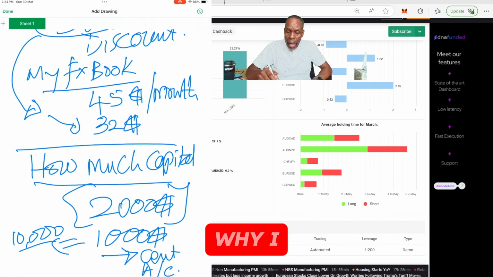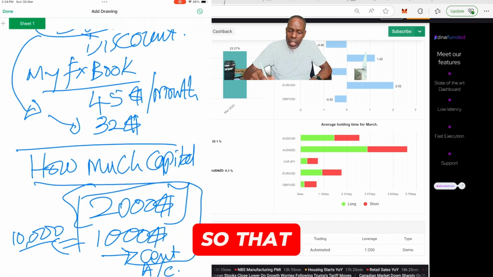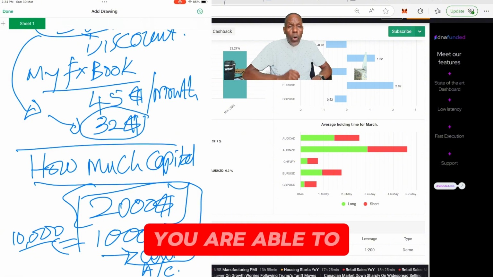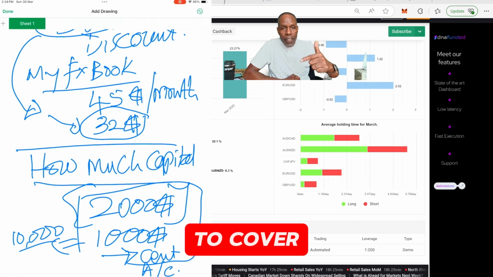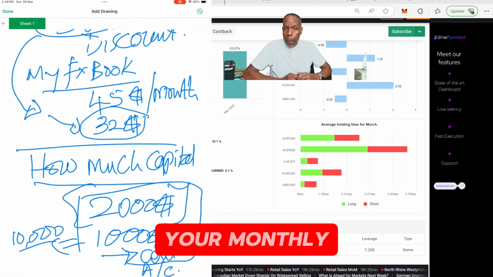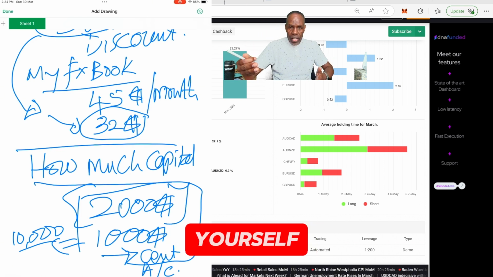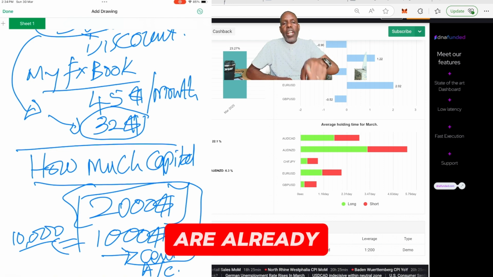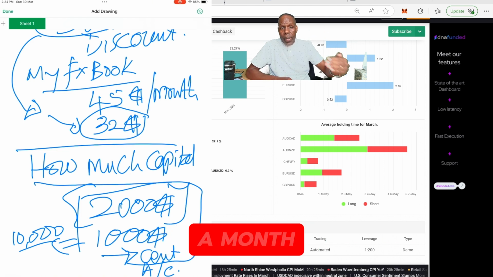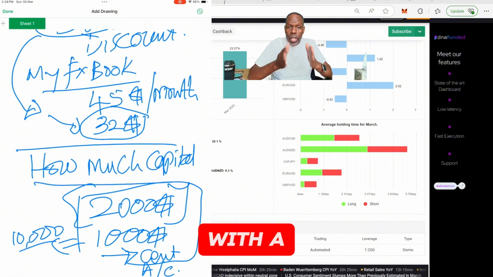Now, the reason why I talk about these particular numbers is so that you are at least able to cover the cost of your monthly charges, and also make enough money for yourself. If you are going to trade with a small account and you are already paying $45 a month, that can be a challenge if you are trading with a small account.